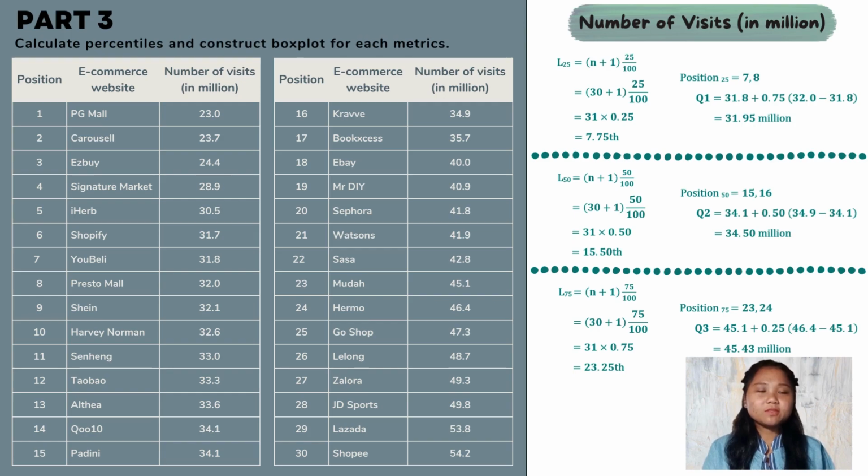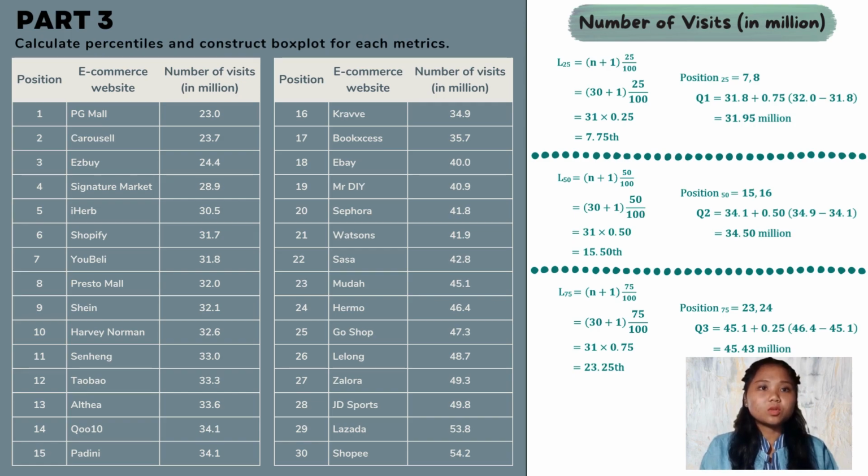For the locator of the 25th percentile, it is 30 plus 1 times 25 divided by 100, which equals 31 times 0.25, and that gives 7.75. This 7.75 tells us that the 25th percentile is somewhere between the 7th and 8th observations, that is between 31.8 and 32.0. So the 25th percentile is calculated as 31.8 plus 0.75 times the distance between 31.8 and 32.0. The 25th percentile is 31.95 million, meaning that 25% of the scores are less than 31.95 million.